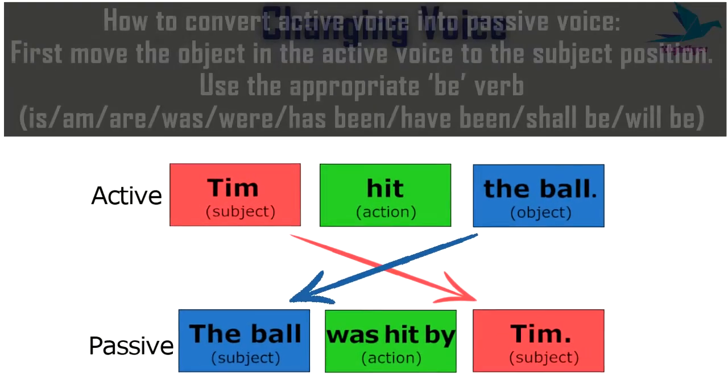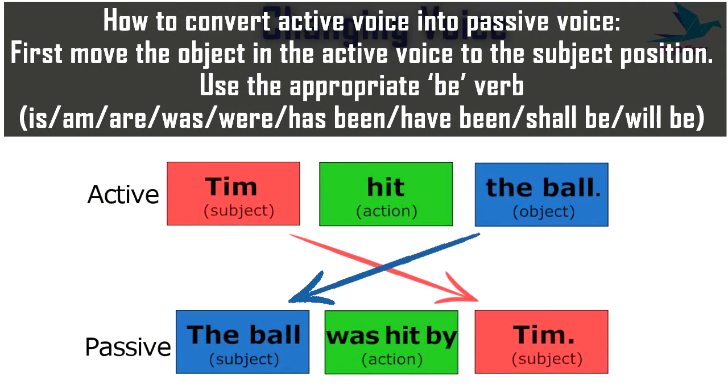Now after understanding active and passive voice, let's now understand how to convert active voice into passive voice. First, move the object in the active voice to the subject position. Use the appropriate be verb. And what are the be verbs? Be verbs are is, am, are, was, were, has been, have been, shall be and will be. These are all the be verbs. And once you do that, you will convert the active voice into passive voice.